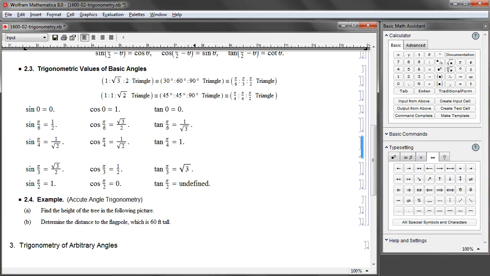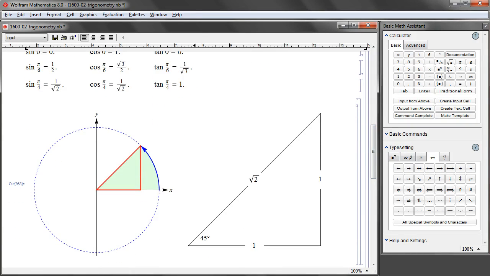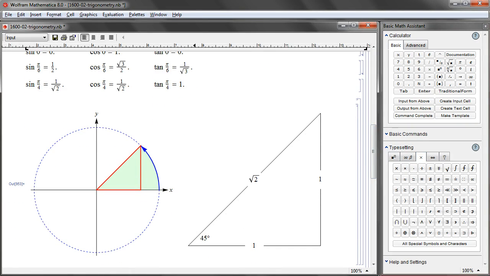So if we put that here, then for 45 degrees or pi over 4, we can inscribe this 1, 1, square root of 2 triangle, and consequently we get the sine, cosine, and tangent values as 1 over square root of 2, 1 over square root of 2, and 1 over 1 respectively.